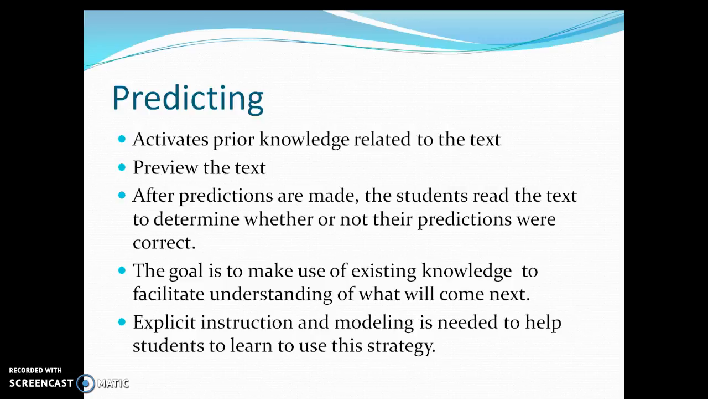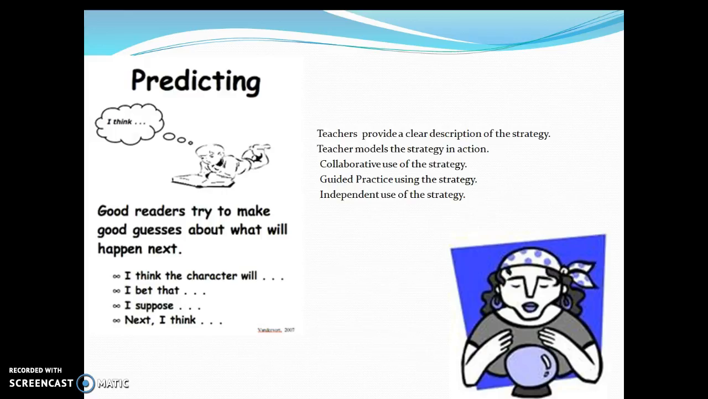Many times explicit instruction and modeling is needed to help the students learn how to use the strategy. First, they might provide a clear description of the strategy by telling the students that this is what good readers do. They try to think of what might happen.